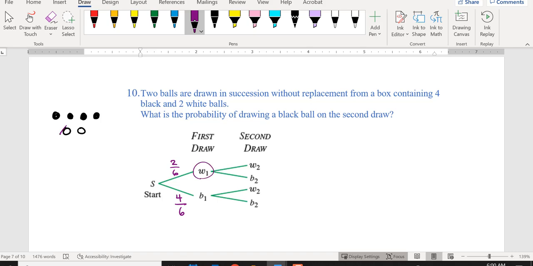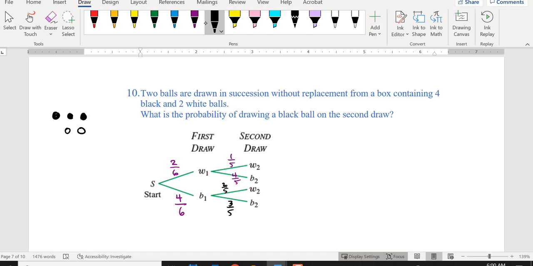Okay, let's assume you drew a white one. That's gone. What's the probability of drawing a white on the second? That would be 1 out of 5, and the probability of drawing a black on the second would be 4 out of 5. Now let's assume that you drew a black one on your first. The probability of drawing a white on the second would be 2 out of 5, and the probability of drawing a black on the second would be 3 out of 5.